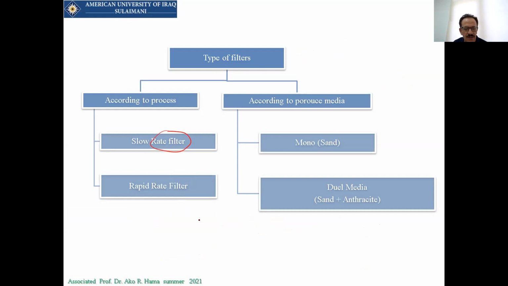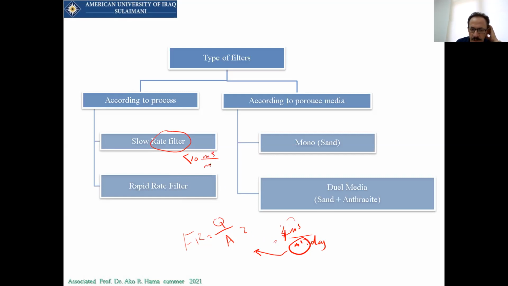Now, back to what we mentioned here, we have two types of filters based on their filtration rate. Again, where is the filtration rate? The filtration rate is the Q divided by area. Now, what that means, for example, if the filtration rate was 4 meter cube per day per meter square, it means each meter square of this filter bed will be capable of treating 4 meter cube per day. So this is considered if the filtration rate was less than 10 or 8 meter cube per meter square per day.